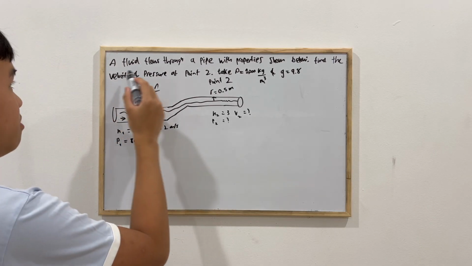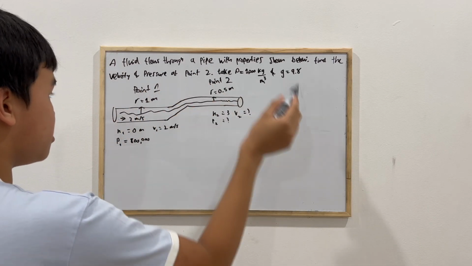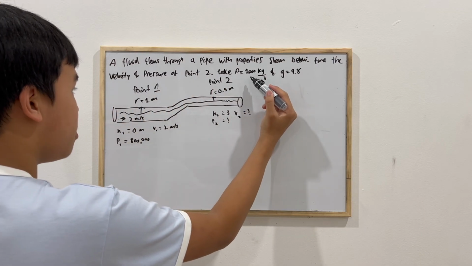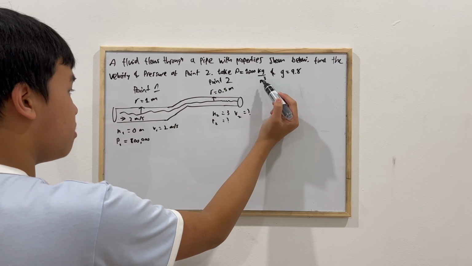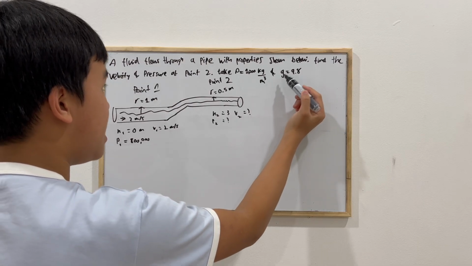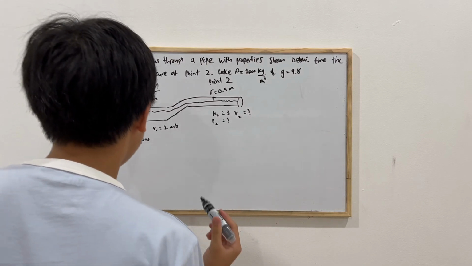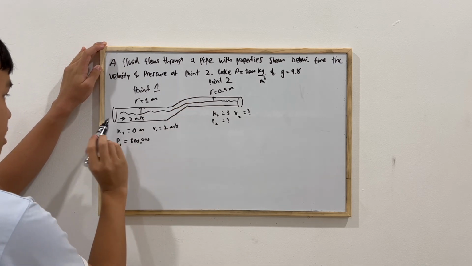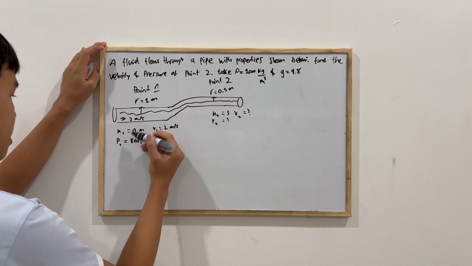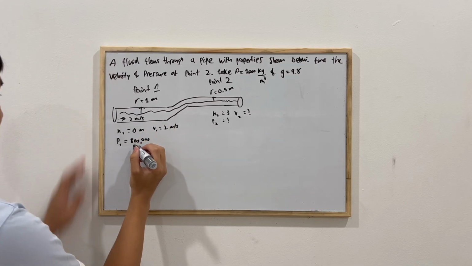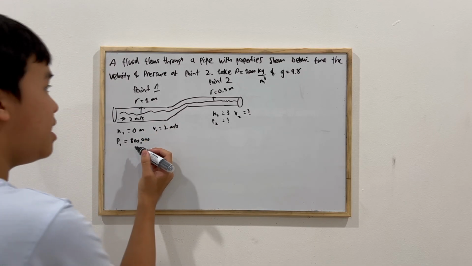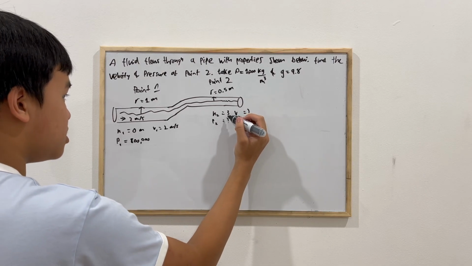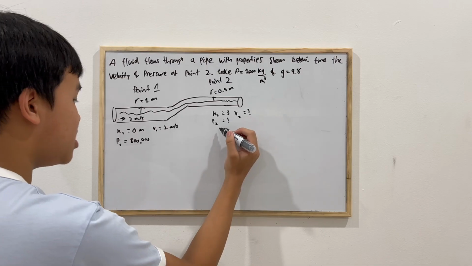So here we go. A fluid flows through a pipe with properties shown below. Here's our diagram. Find the velocity and pressure at point 2. Take density of water being 1,000 kilograms per meter cubed and gravity being 9.8. At point 1, the tube has a radius of 1. Fluid is flowing at 2 meters per second. The height is 0 and there is 800,000 pascals of pressure. At point 2, there is a radius of 0.5. The height is 3 and the velocity and pressure are unknown.